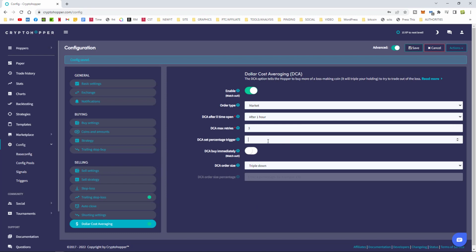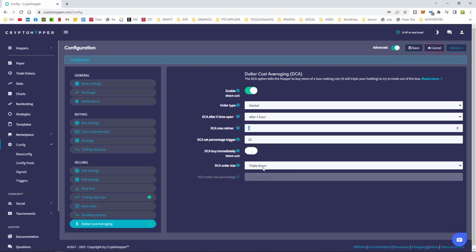And DCA set percentage, in a bear market, like we technically still are in a bear market, aren't we? In a bear market, I would put a bigger number. And in fact, in a bull market, I would put a larger number than 5, because if you have it at minus 5%, you could spend too much money too quickly. So just for this example, I'm going to put that to 10. So it'll DCA 3 times.